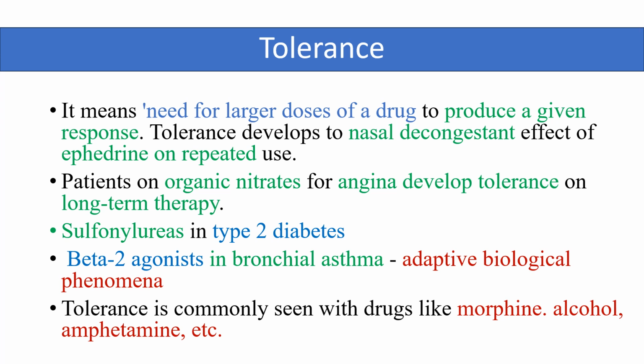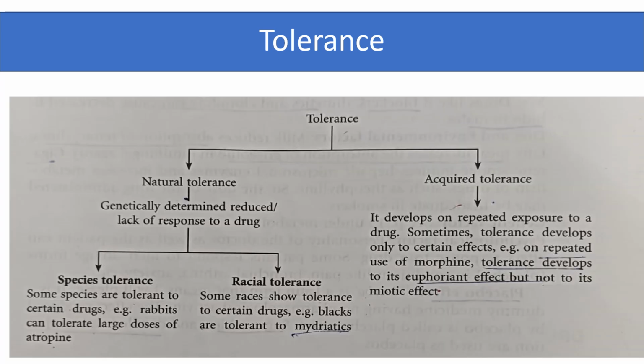Tolerance develops to the nasal decongestant effect of ephedrine on repeated use. Patients on organic nitrates for angina develop tolerance on longer therapy. Sulfonylureas in type 2 diabetes also develop tolerance. Beta 2 agonists in bronchial asthma cause tolerance development, and tolerance is commonly seen with drugs like morphine, alcohol and amphetamine.